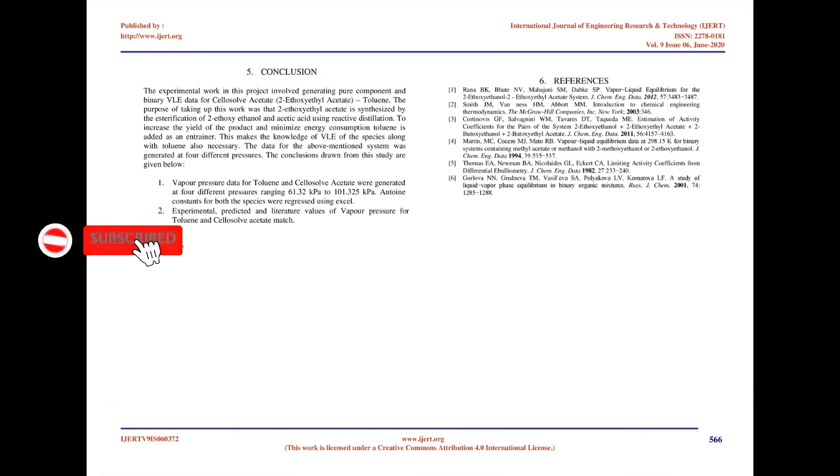The data for the above-mentioned system was generated at 4 different pressures. The conclusions drawn from this study are given below. 1. Vapor pressure data for toluene and Cellosolve acetate were generated at 4 different pressures ranging from 61.32 kPa to 101.325 kPa. Antoine constants for both the species were regressed using Excel. 2. Experimental, predicted and literature values of vapor pressure for toluene and Cellosolve acetate match.